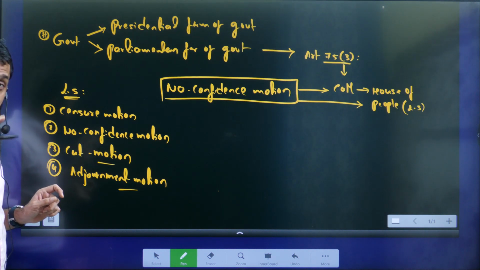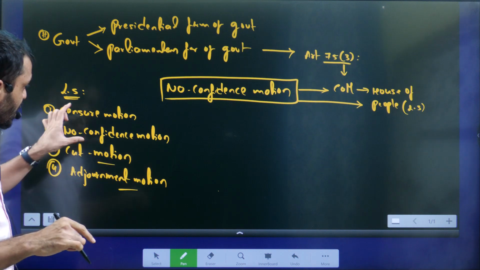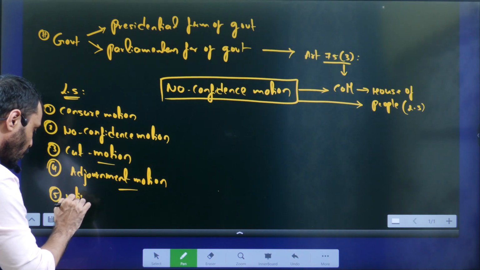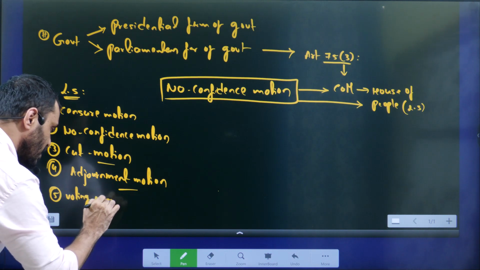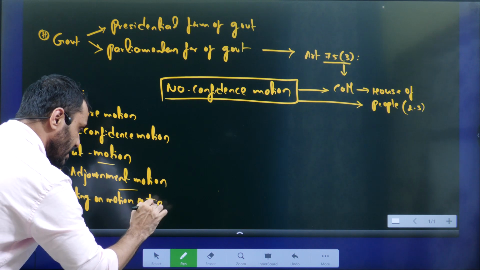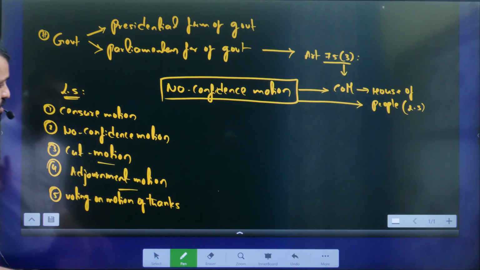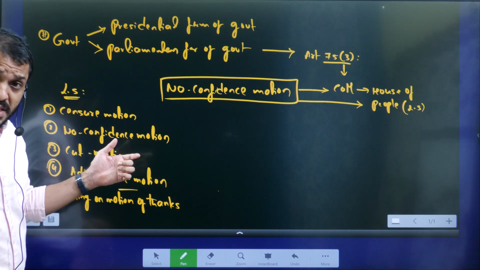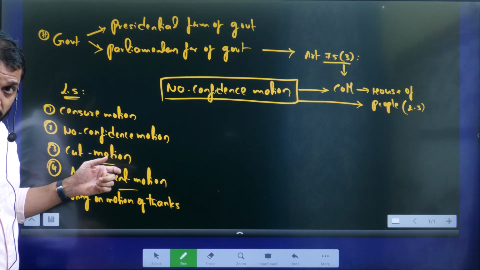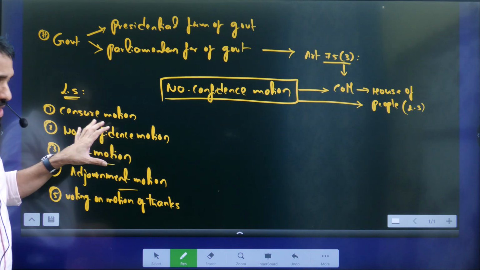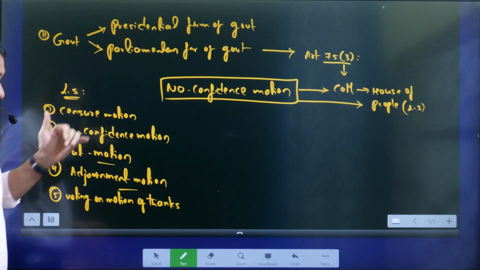Okay. Of course, the voting on the motion of thanks is also in Lok Sabha only. Voting on motion of thanks. It is also only in Lok Sabha. These exclusively belong to Lok Sabha because Lok Sabha represents the mandate of the people. In democracy, the house which represents the mandate of the people is always important compared to the other house.